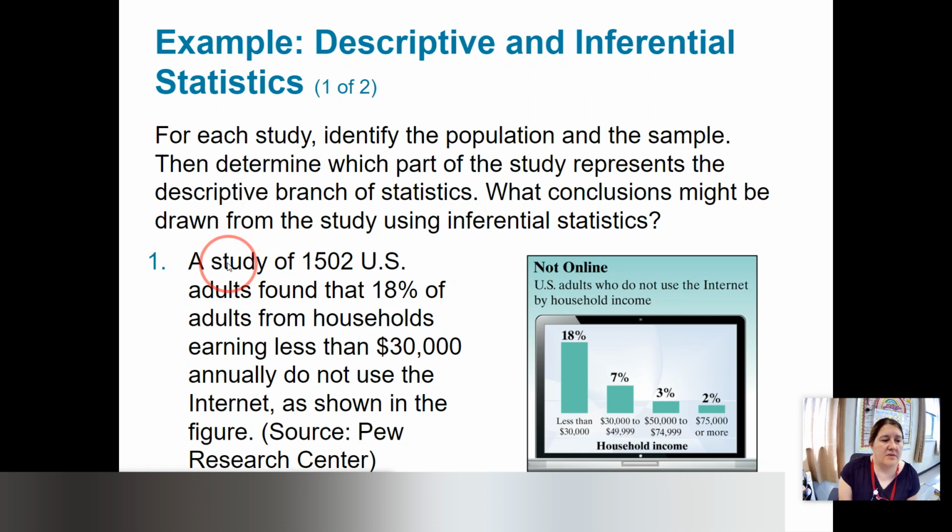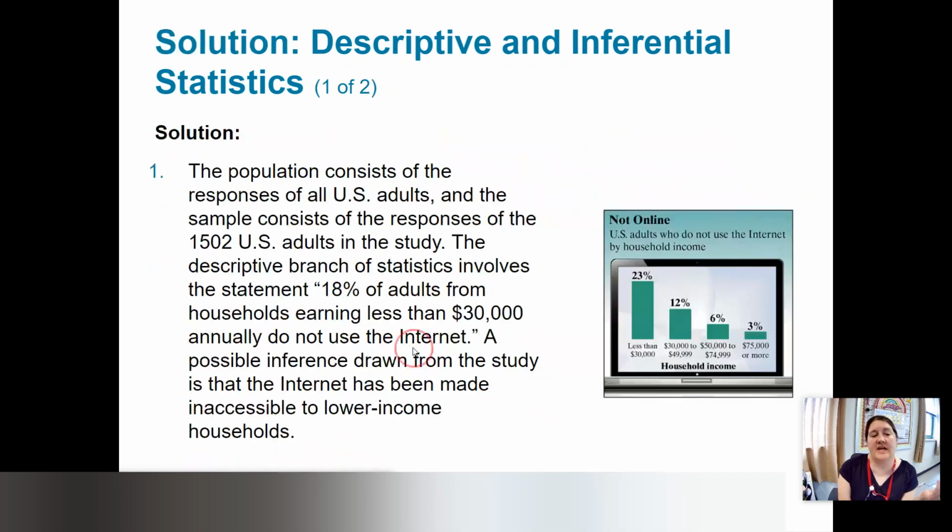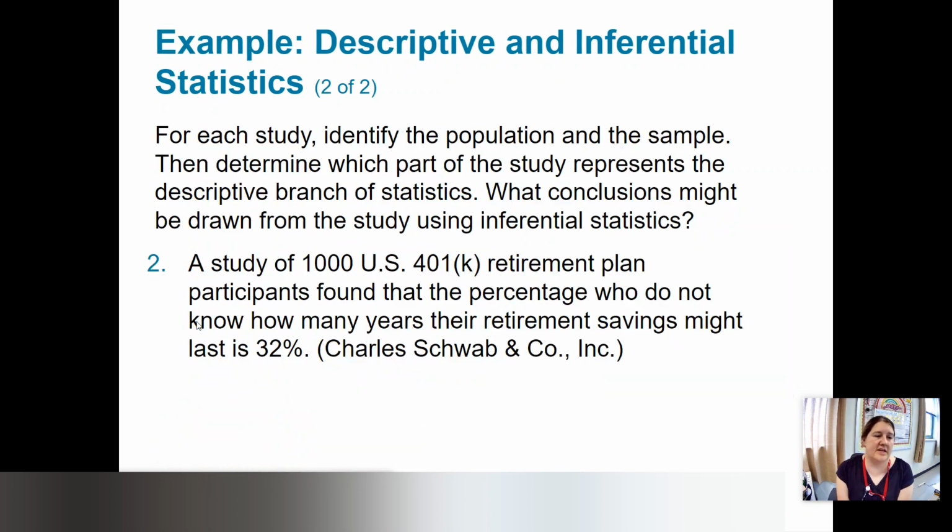So pause to read it, and the population is all U.S. adults, and the sample would be just the 1,502. The descriptive would be the 18% of adults earning less than $30,000 annually who don't use the internet. And then inferential is taking that a step further. So a possible inference drawn from the study is that the internet has been made inaccessible to lower income households.